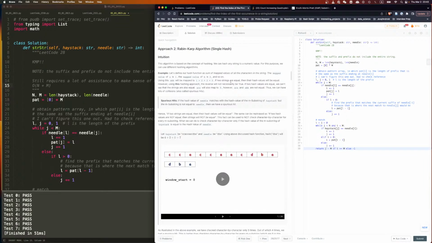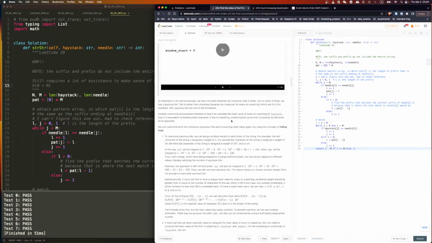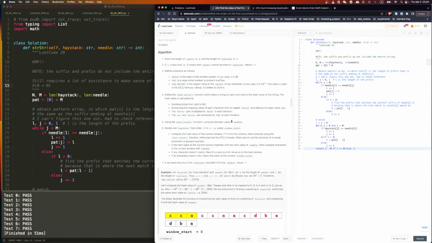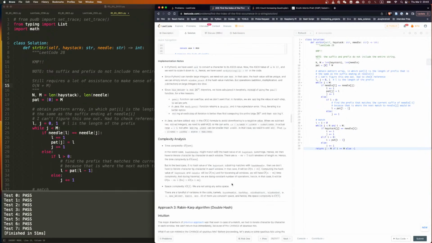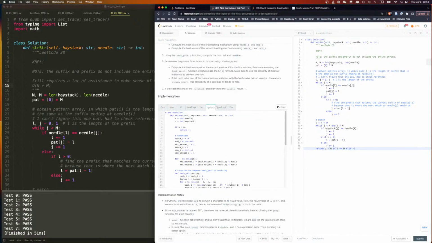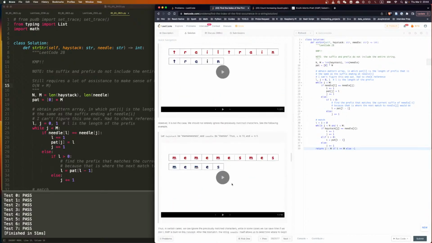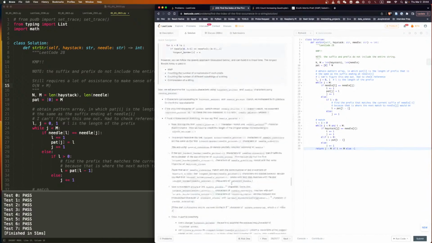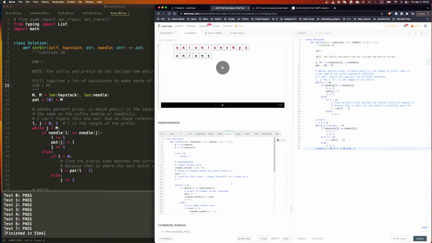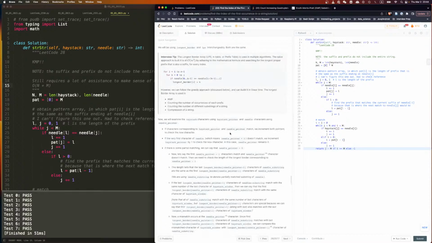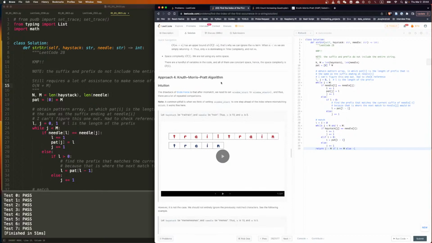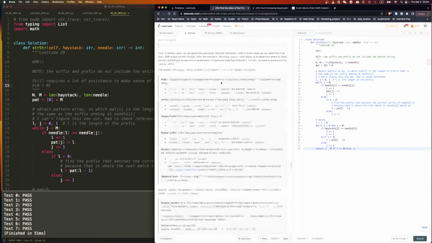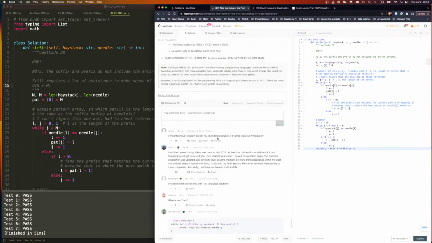Oh, Rabin-Karp. Double hash. Wait, is this the KMP? Yeah, this is KMP. Yeah, KMP is just beautiful.